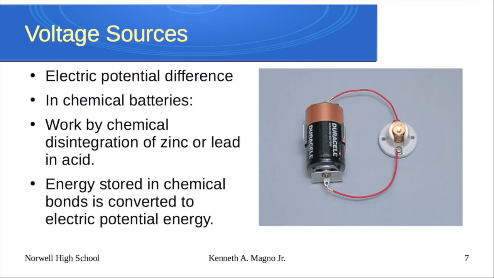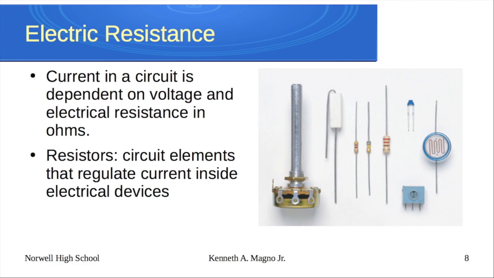So for electric potential difference in a chemical battery, which is what most people are used to dealing with, we actually have some chemical reaction occurring, so the disintegration of the zinc or lead in acid that causes those electrons to want to be pushed along by the electric potential difference that forms. So the actual energy stored in a battery is a chemical potential that then becomes an electric potential as those bonds break down.